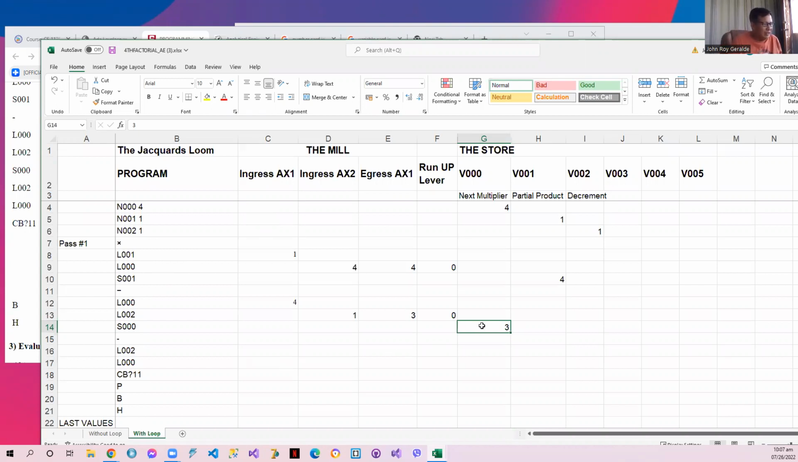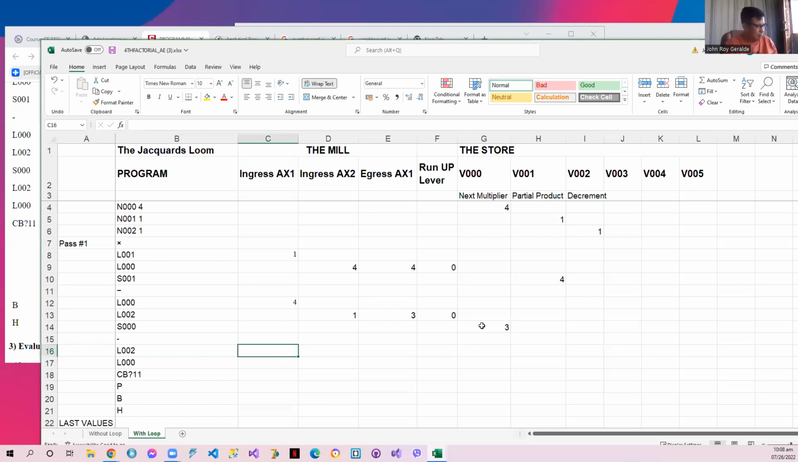Do we follow? So we have V00 as 3. The next is a minus. Now, the minus will check. We'll prepare for the condition for continuation because we have here CB. CB is a condition for termination, or rather continuation. It means count backwards 11. Which means that if the run-up lever is 1, it will count backwards 11 steps. Do you follow? So before that, let's fill this up.